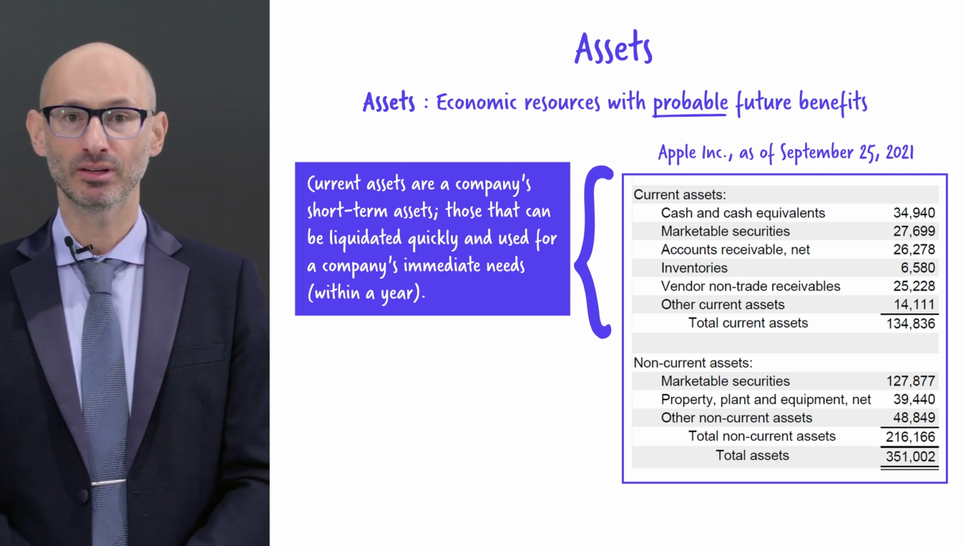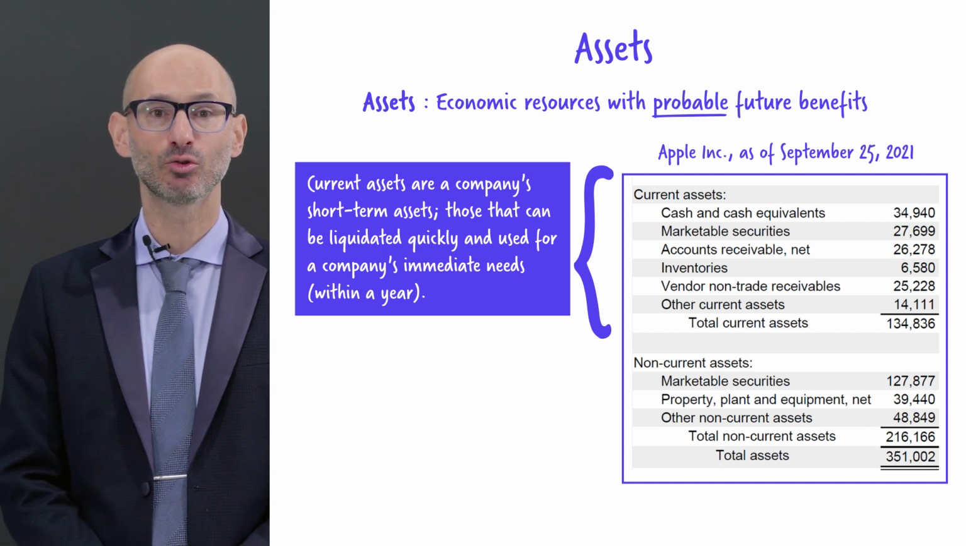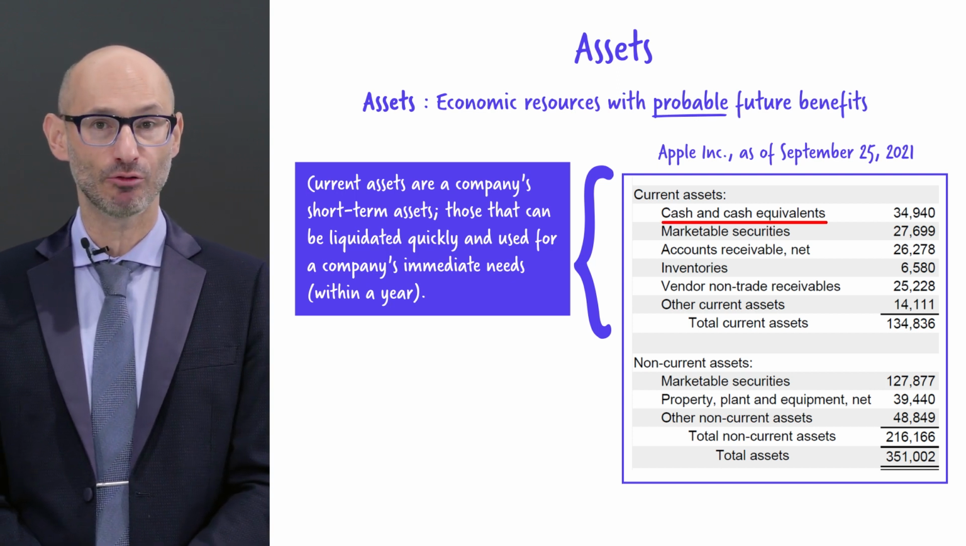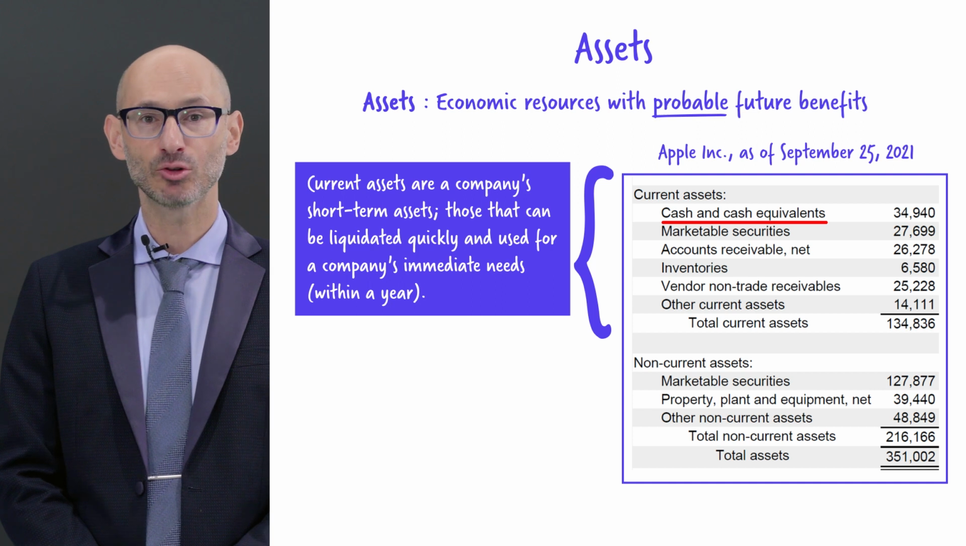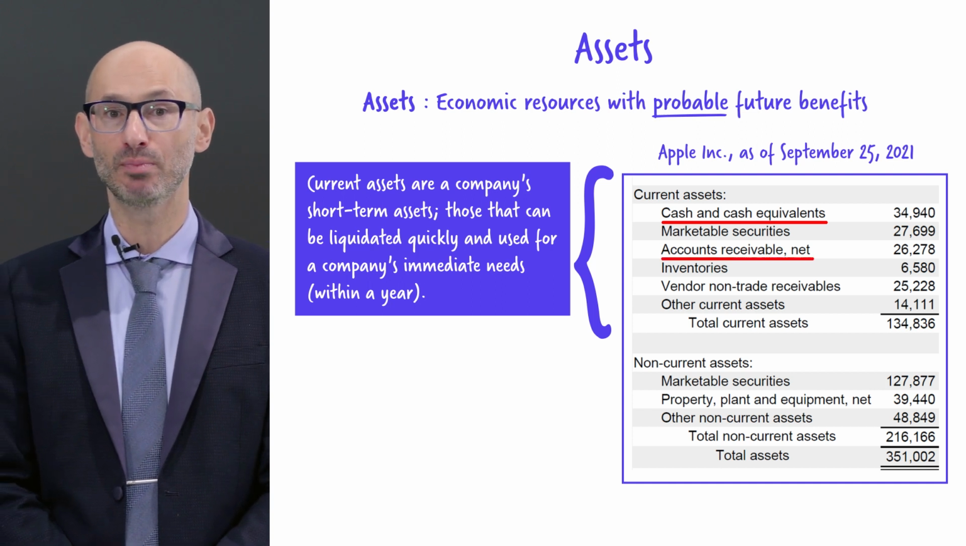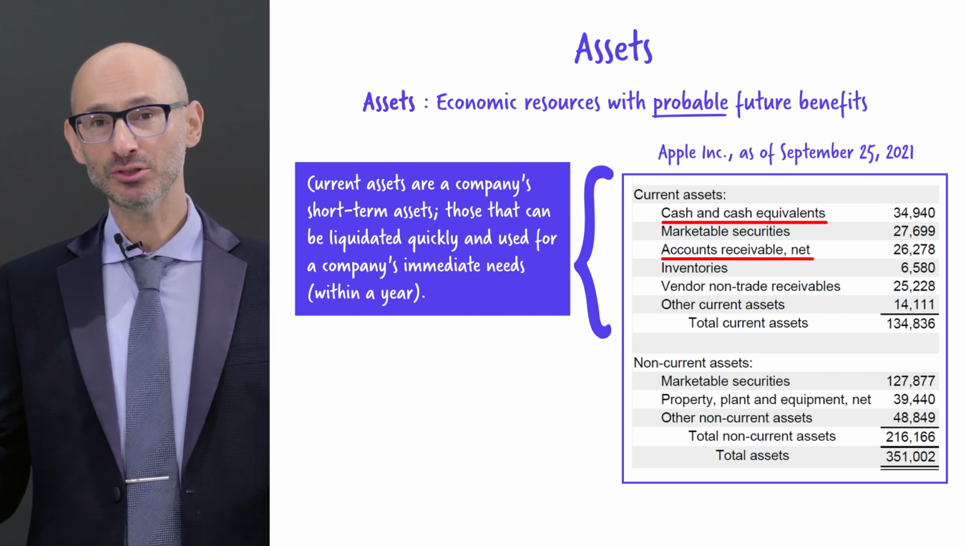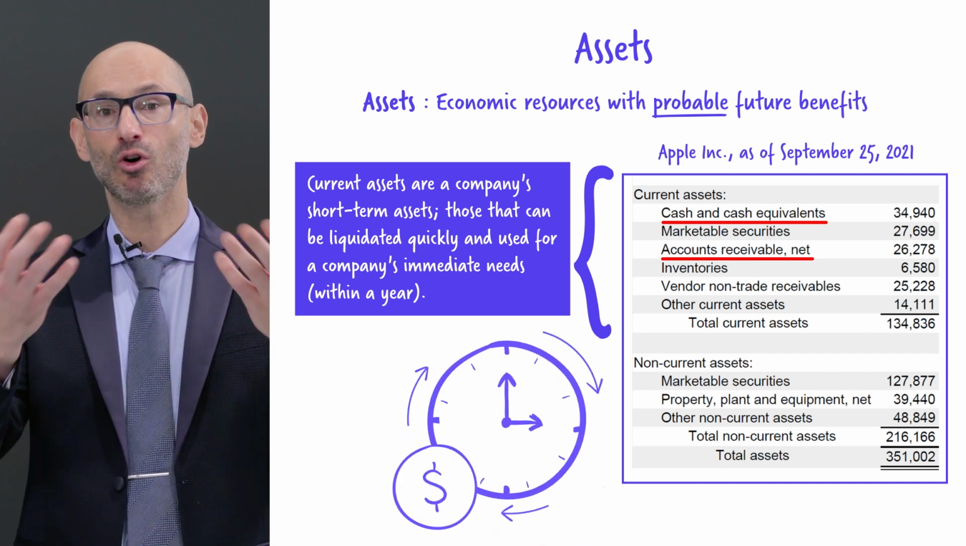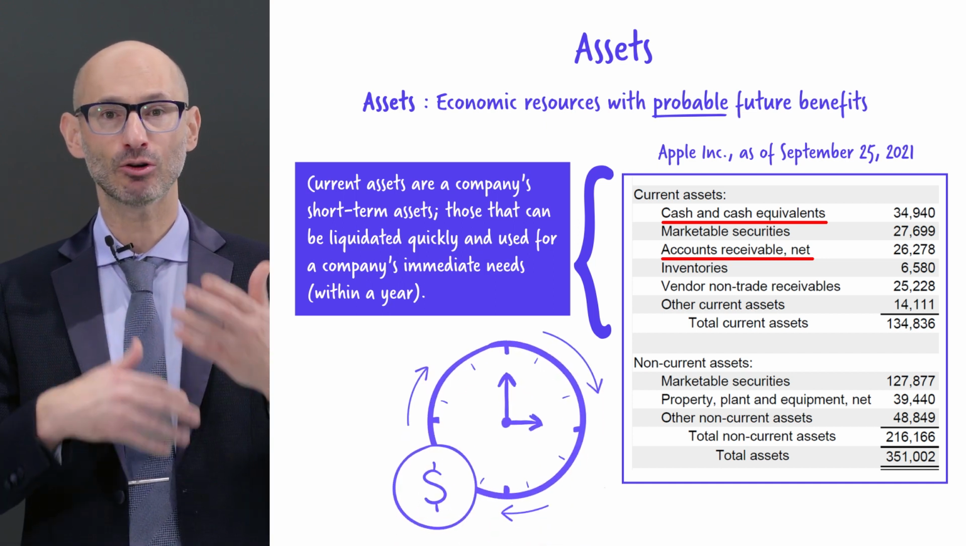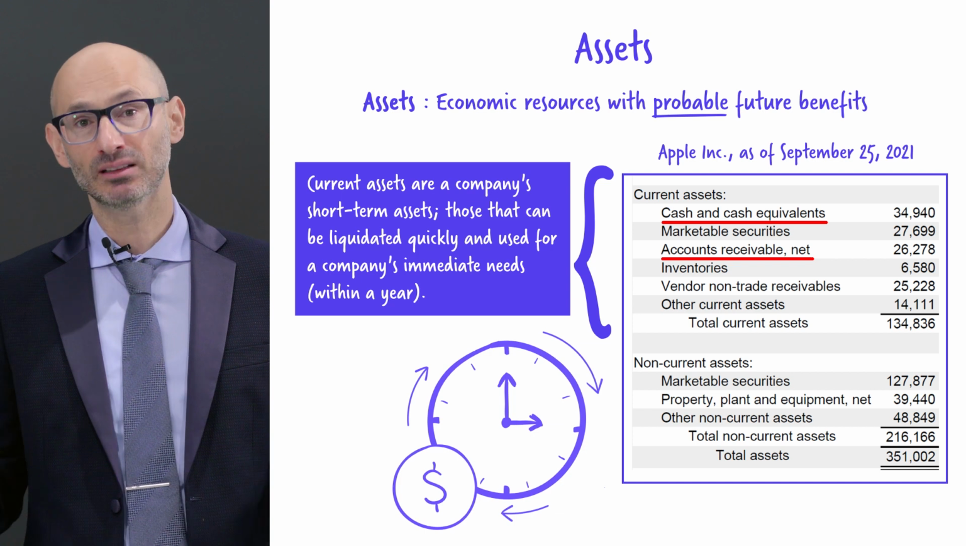In the case of Apple, we see that current assets include $34.9 billion of cash and accounts receivable of $26.2 billion. Accounts receivable means that customers owe us, since a large chunk of them have purchased but not paid yet.